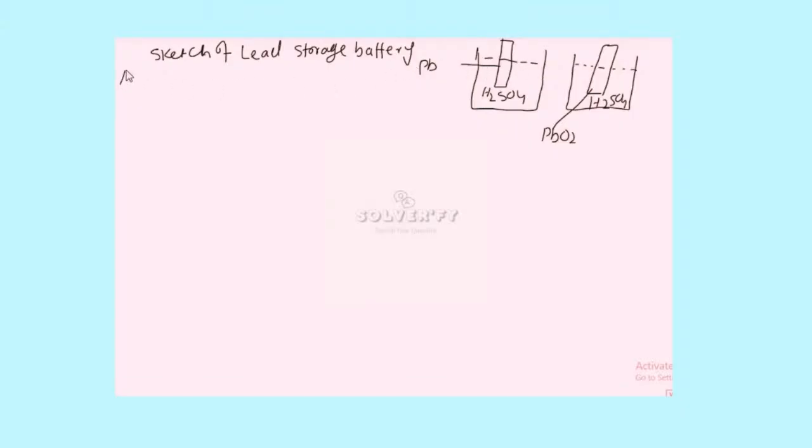At anode, the lead reacts with H2SO4, it oxidizes, forming PbSO4, and 2 hydrogen ions are released from the sulfuric acid with the release of 2 electrons. E oxidation of this cell is 0.296 volt.